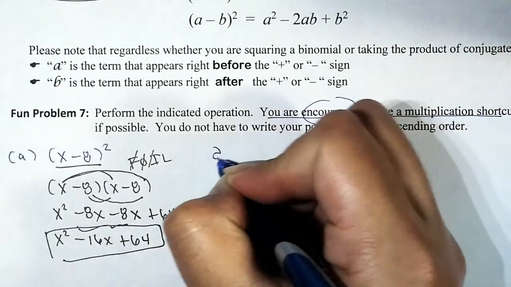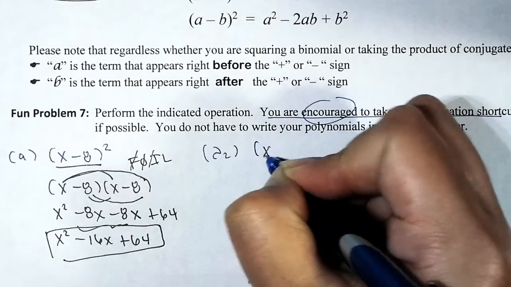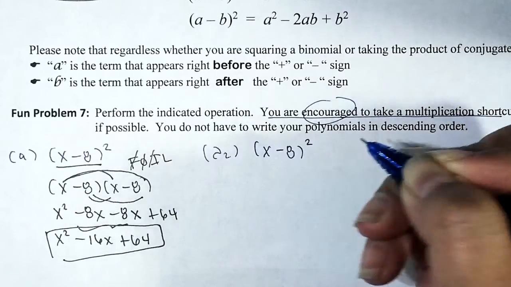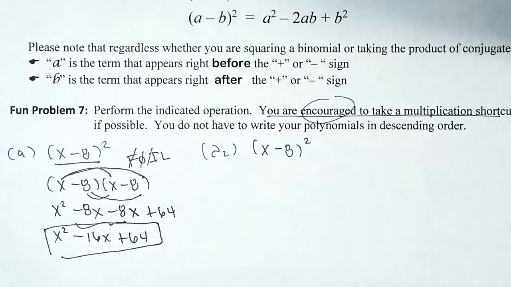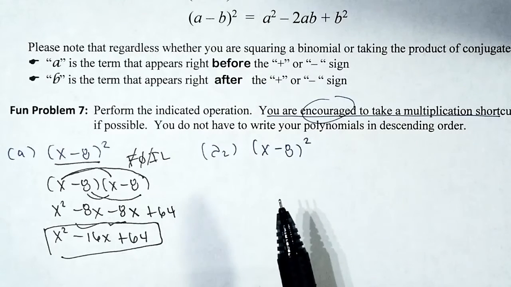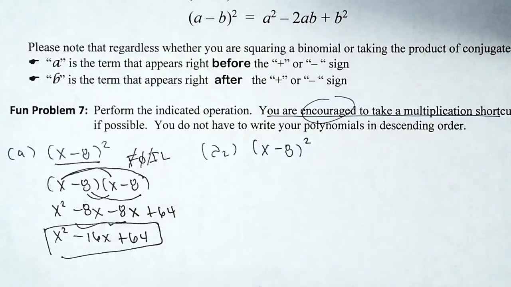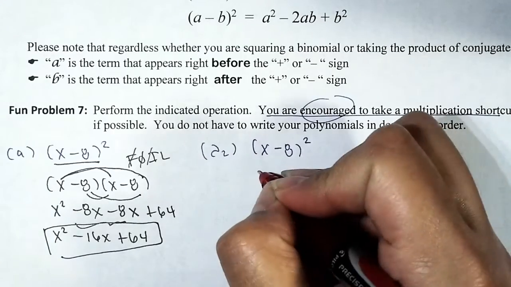So I'm going to call it A2. I don't want to call it B because I want to highlight that it's the same problem. So I'm like, okay, can I take a shortcut? I don't know. Do we have a product of conjugates? No. Am I squaring a binomial? Yeah. Okay, so let's go ahead and do this. So let me write down the formula.